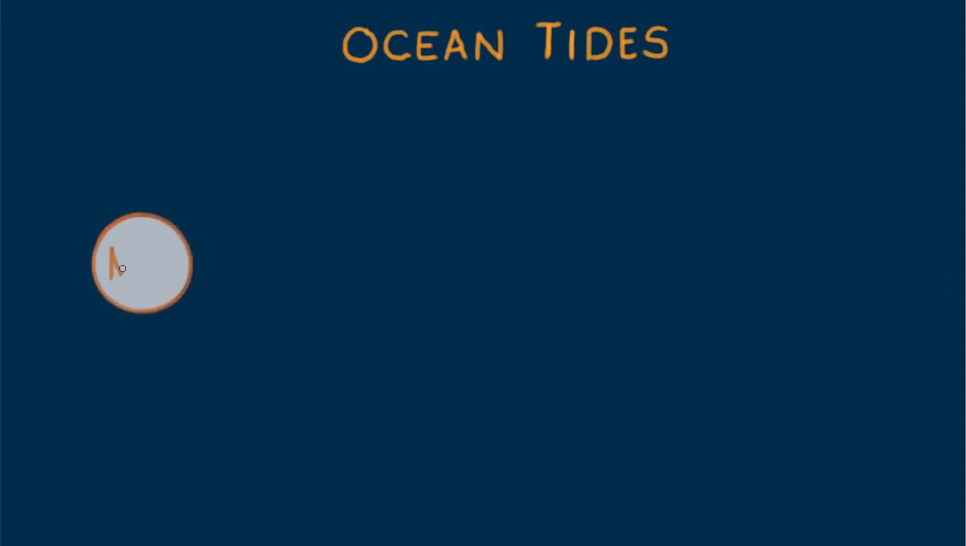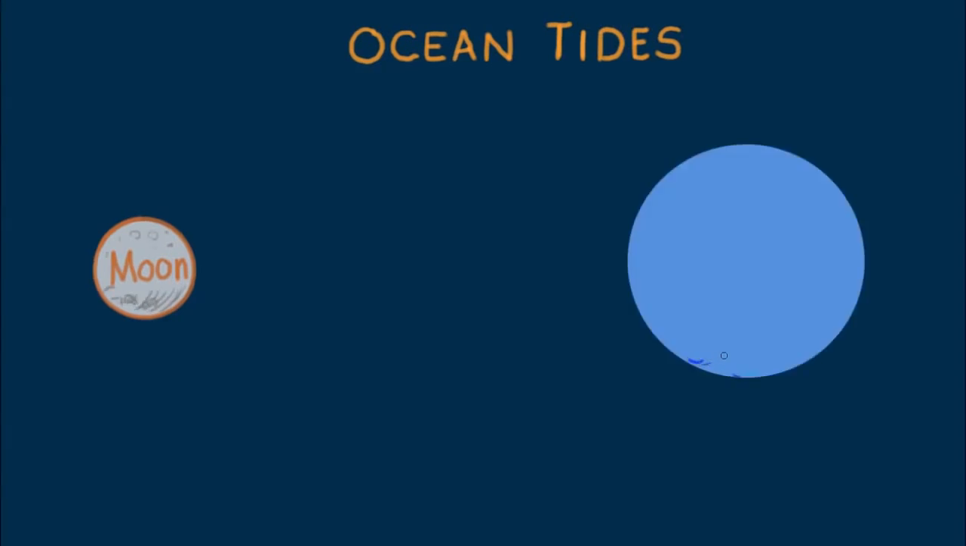For centuries, people have wondered about the role of the moon on ocean tides. Here's the moon, an empty space. Not quite so empty, for in its vicinity, let's suppose there's a giant blob of water. For the moment, we'll assume both are at rest.